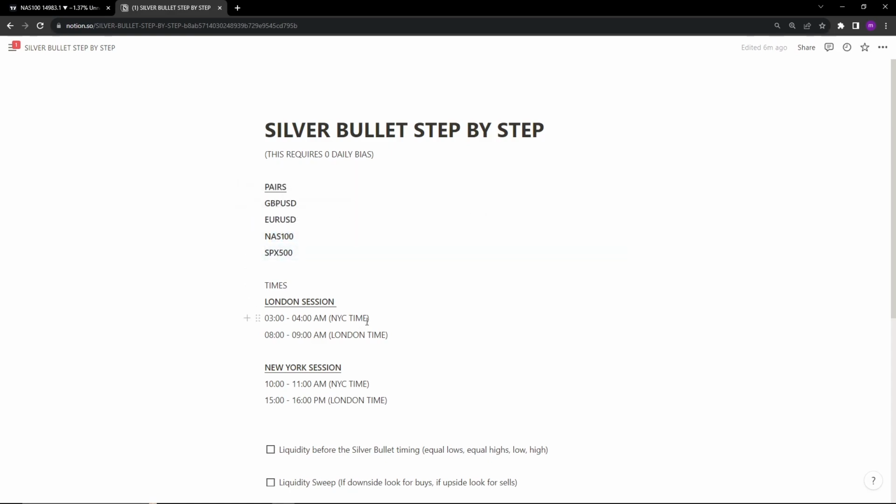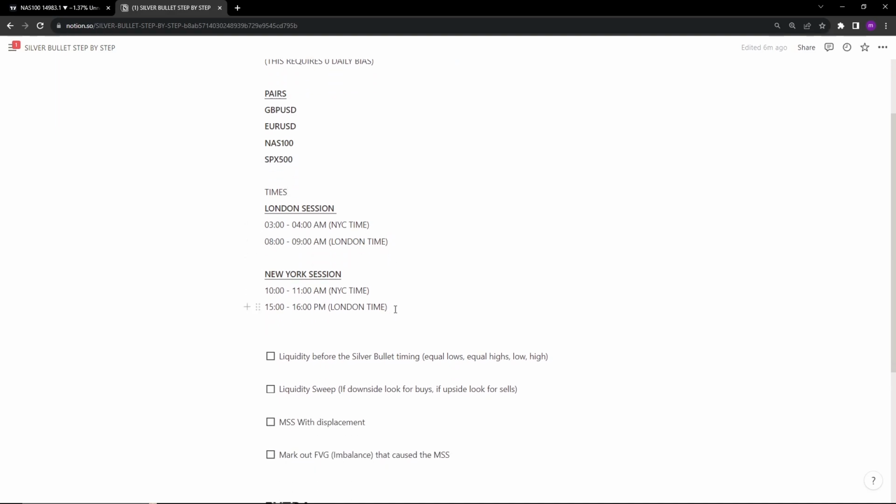Now, when it comes to the times, because this strategy is a time-based strategy, these are the times that you are allowed to trade the strategy. Okay, we have a London session for the Silver Bullet and we also have a New York session. You can see we have the times right here, 3 to 4 a.m. NYC time. This is New York time, UTC -4, and it also is the London session. So that's why it's very, very early in the morning. But you can see the London session is right here.